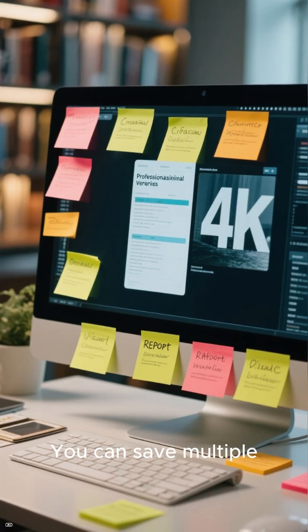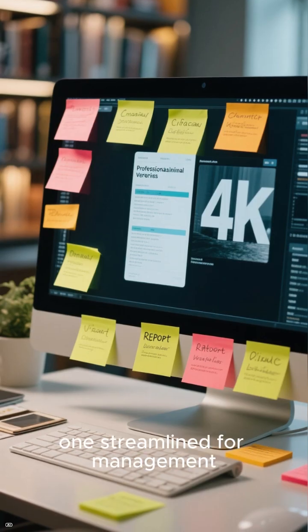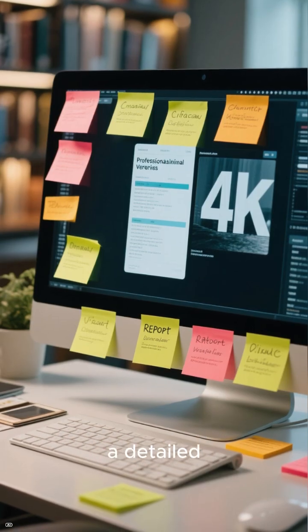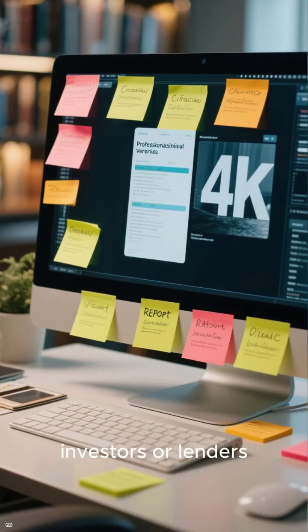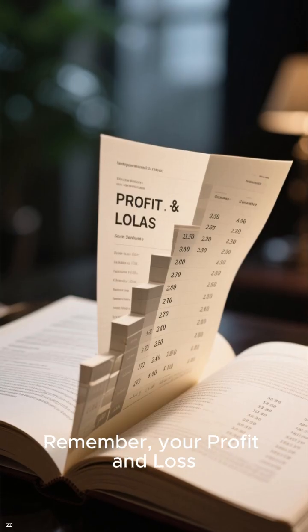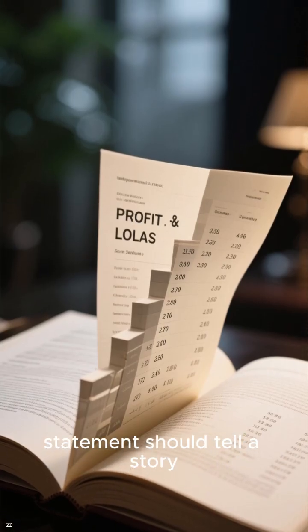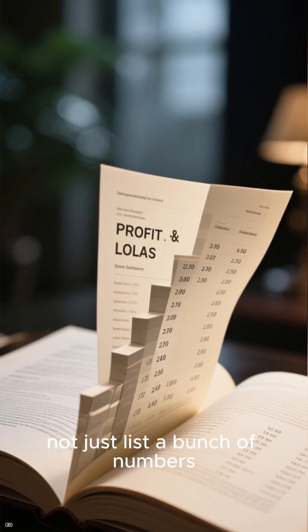You can save multiple versions of your reports, one streamlined for management meetings, a detailed one for your tax accountant, and another for investors or lenders. Remember, your profit and loss statement should tell a story, not just list a bunch of numbers.